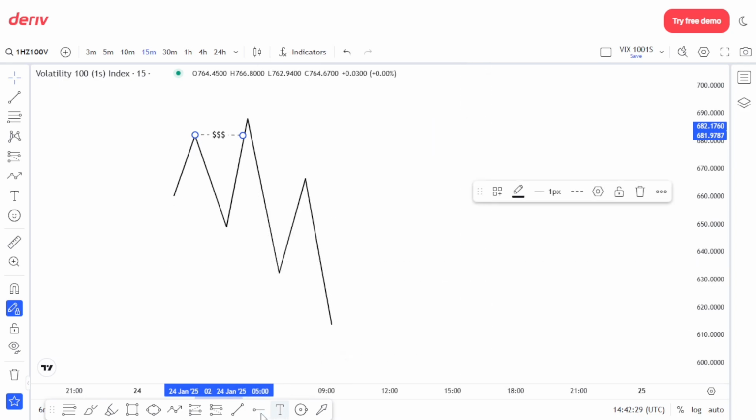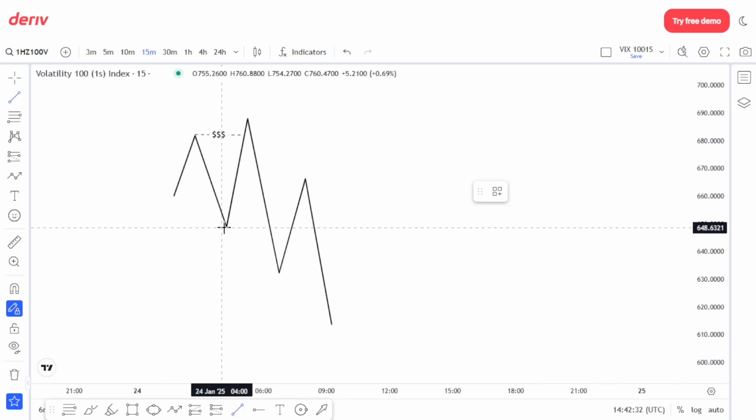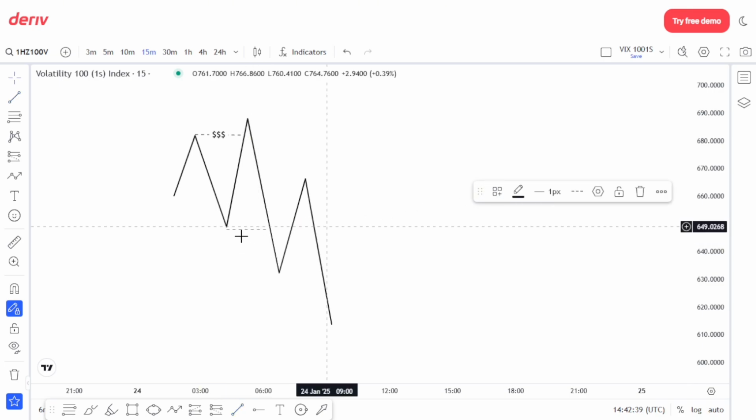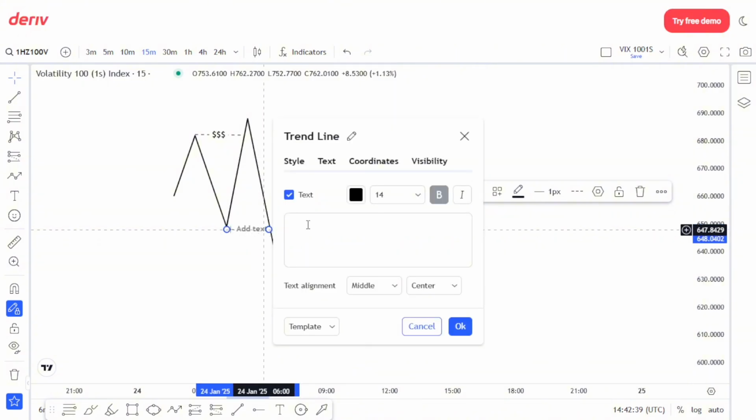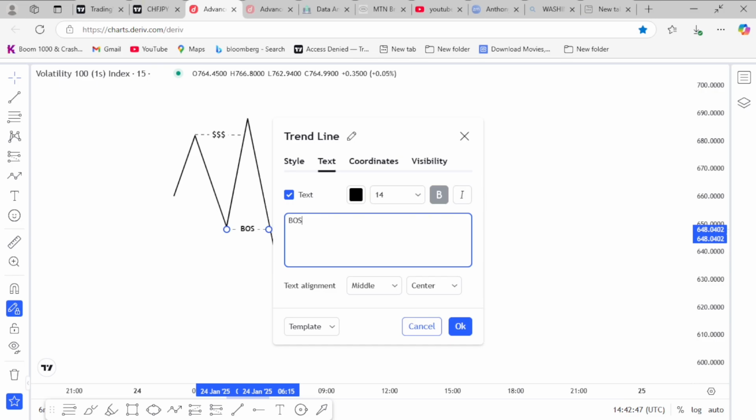Since we have a sweep of liquidity, what are we going to be looking for next? We're going to be looking for a break of structure to the downside. That shows that there is a change of trend. Instead of having higher highs and higher lows, this shows that we have a change of trend to the downside. So we have a break of structure.